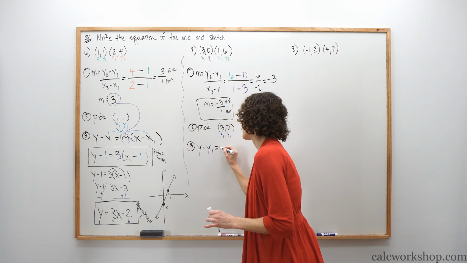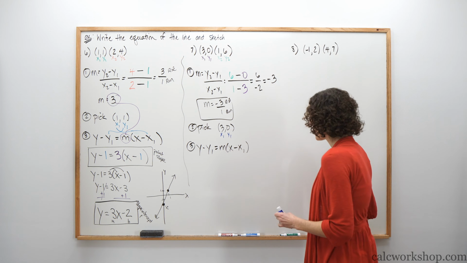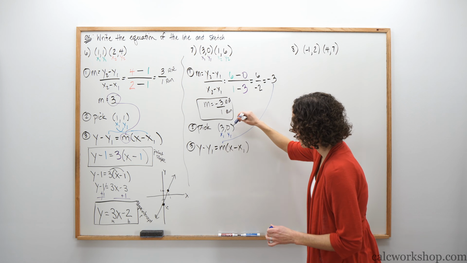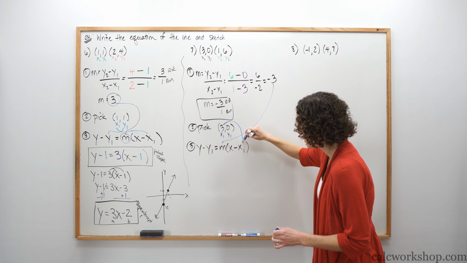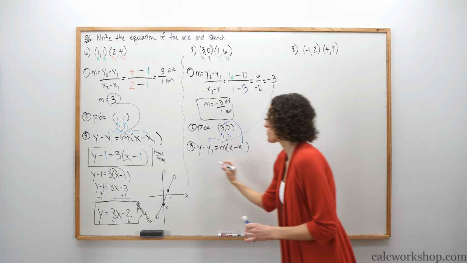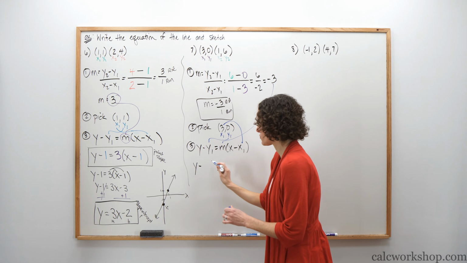Y minus y1 equals m times x minus x1. We're going to take our m and plug it in, take our x1 and plug it in, and take our y1 and plug it in. So y minus y1. y1 is 0. Well, that's super nice.